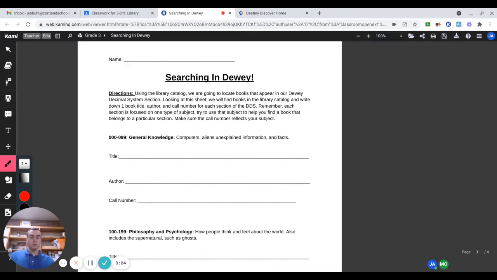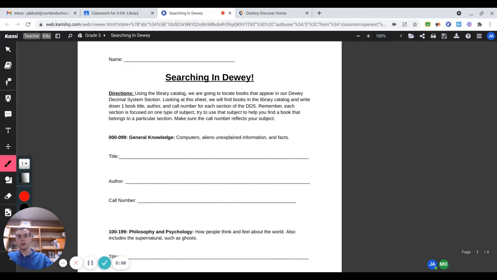Last week, we were trying to work with a book called The Gingerbread Man Shelf Shuffle. By reading the story, we found certain characters and where they would belong in the Dewey Decimal System. Now, today we're going to try and see if we can find a book from each section of the Dewey in our own library catalog, and write down the title, author, and call number of that particular book.